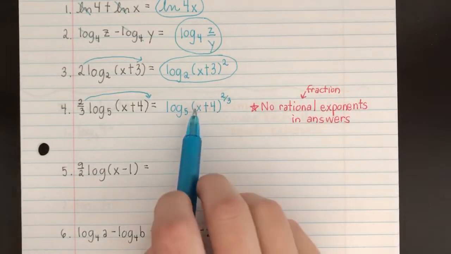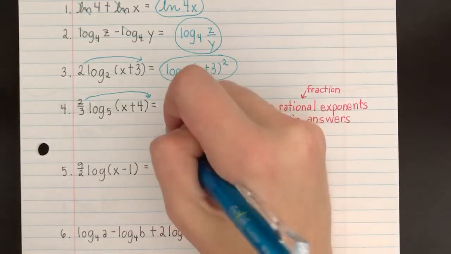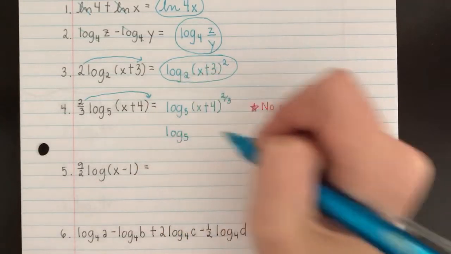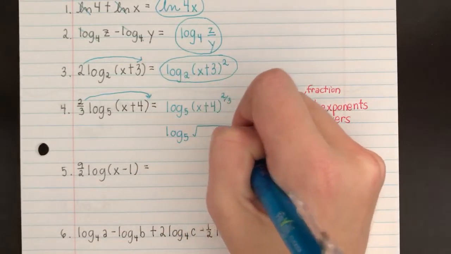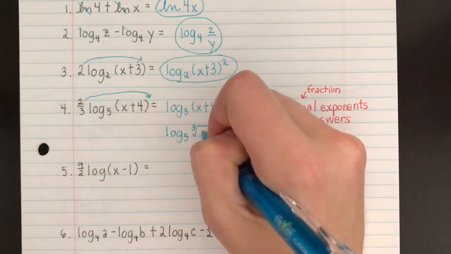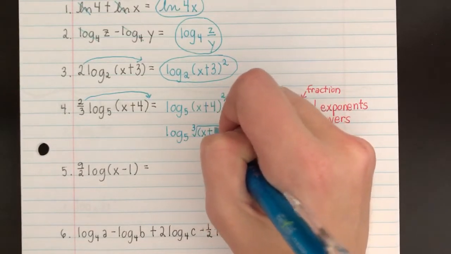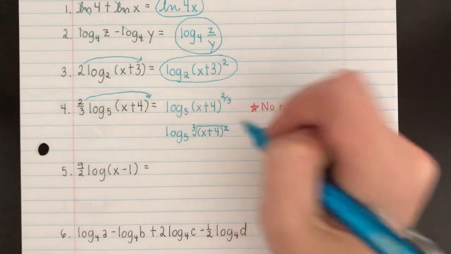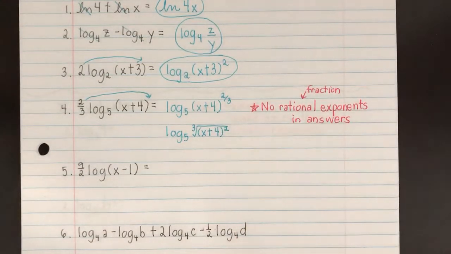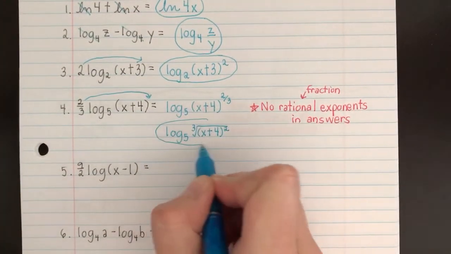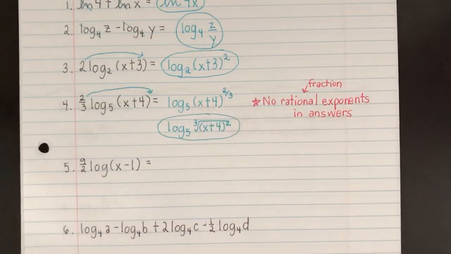So that means convert this to a radical. So this would be log base 5 of, remember, cube root of x plus 4, the quantity x plus 4 squared. Okay, so we will keep it like that. No need to simplify further on that one.